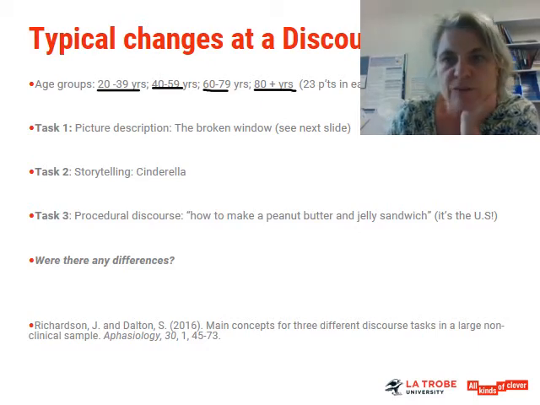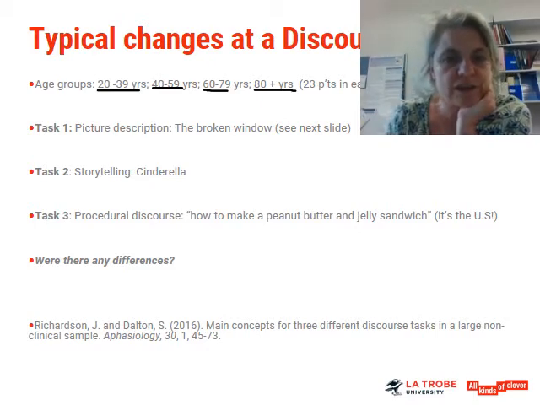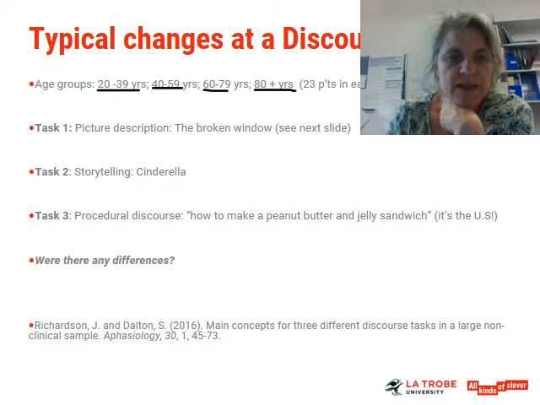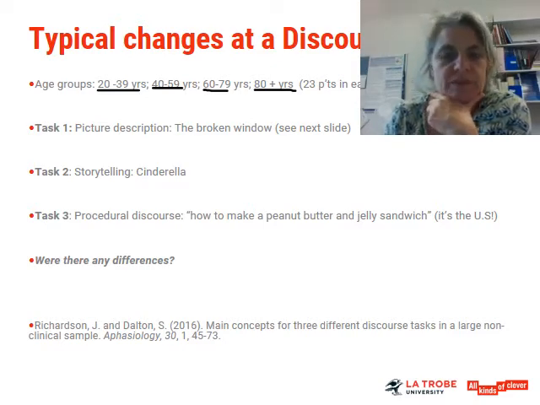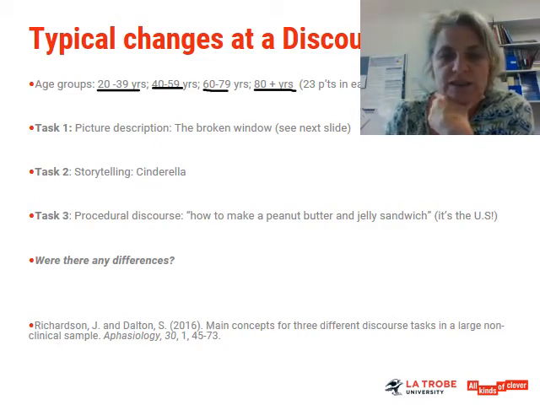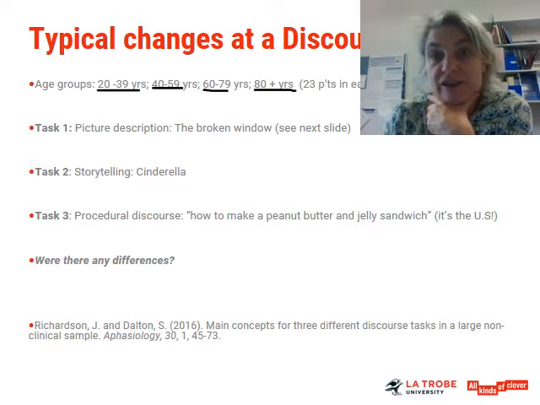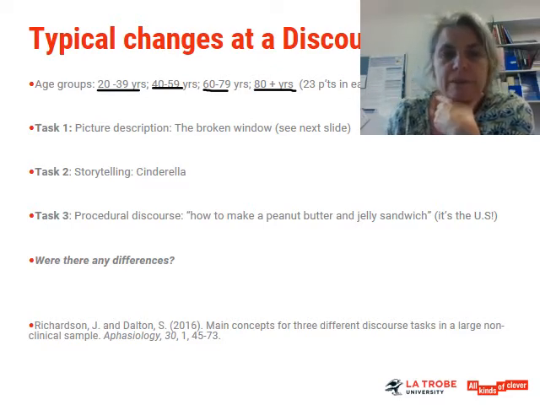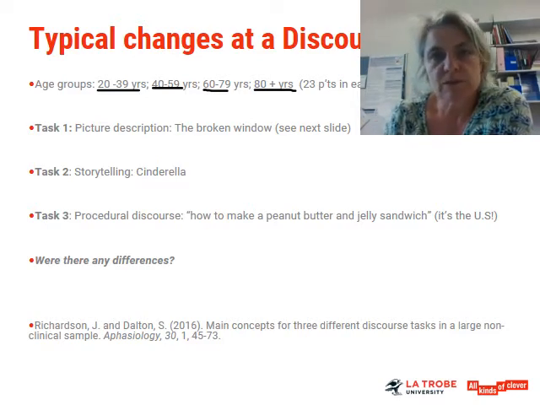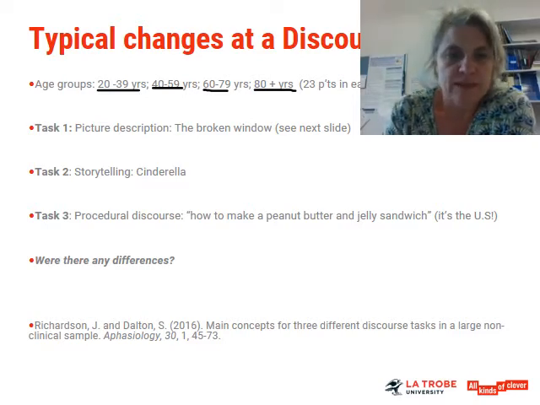And they compared their ability to tell stories on 3 different tasks. A picture description task, asking the person to tell them the story of Cinderella, and then a task asking them how to do something. This is an American study, so they asked people to describe how to make a peanut butter and jelly sandwich. So are there any differences in typical older people's ability to tell stories? Well, let's have a look.